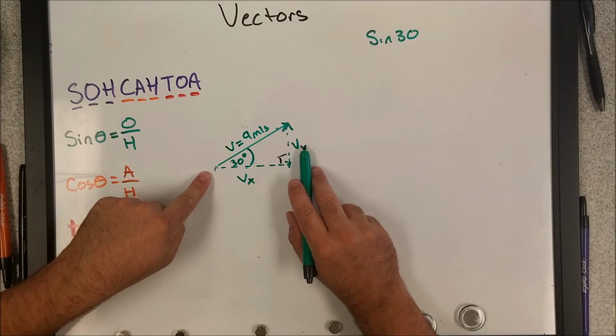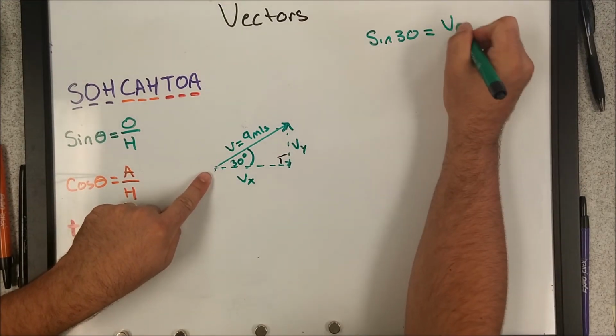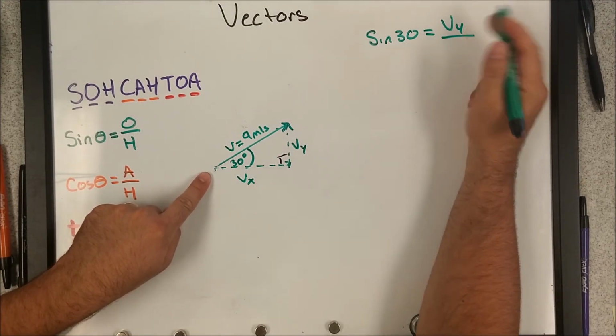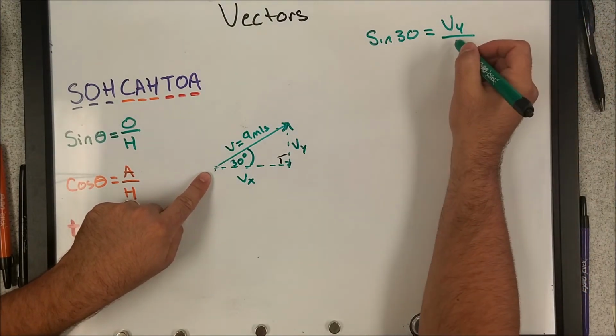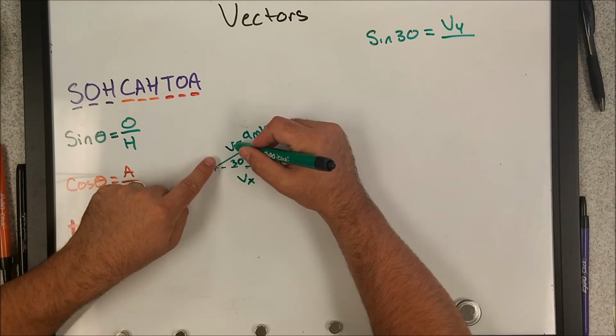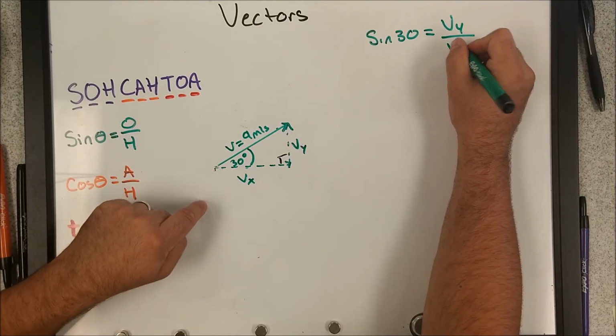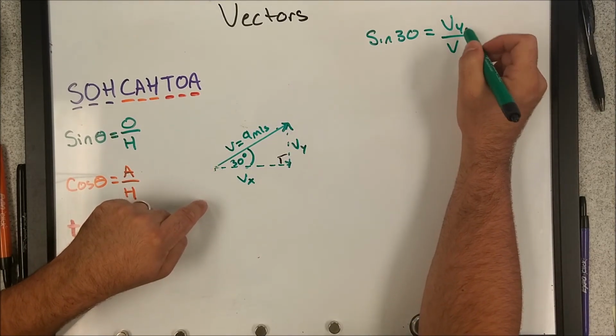So it's going to be equal to my opposite value. That's an unknown there, V sub y. I could put x if I wanted to, or O. I prefer to put the physics variable there so I don't forget what I'm doing, over my hypotenuse. And I'm going to leave it in the variable format first. So it would be sine of theta equals Vy over V.